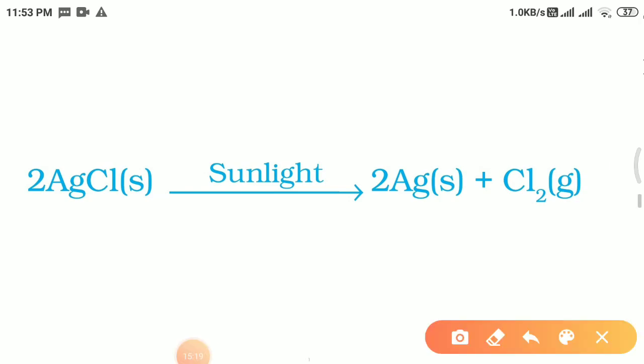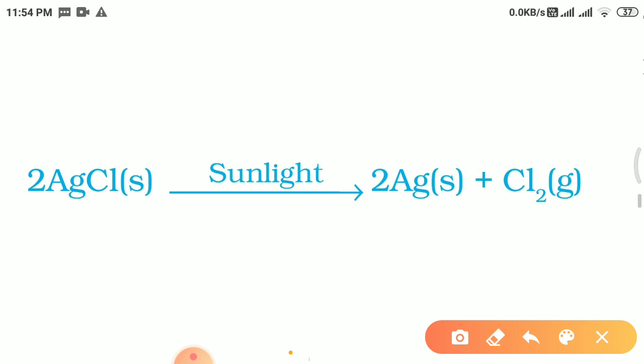Now we will see some examples of decomposition due to light. Here we will take 2 gram of silver chloride in a china dish. We will observe that its color is white. Now place the china dish in sunlight for some time. Then we will observe the color of silver chloride after some time. We will see that it is grey. Actually, the white silver chloride turns grey in sunlight. This is due to the decomposition of silver chloride into silver and chlorine by the light.